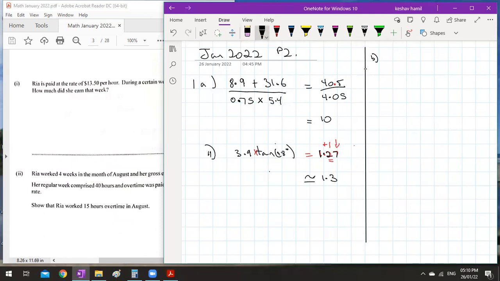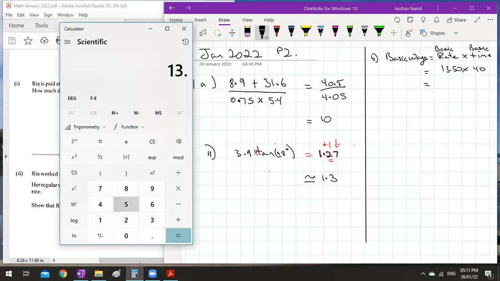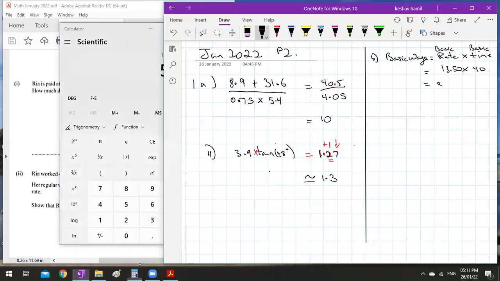So, basic wage is equal to the basic rate by basic time. In this case, it's basic time because it's a 40-hour work week, right? So 13.50 multiplied by 40. 13.50 by 40. So for that week, she worked for $540.